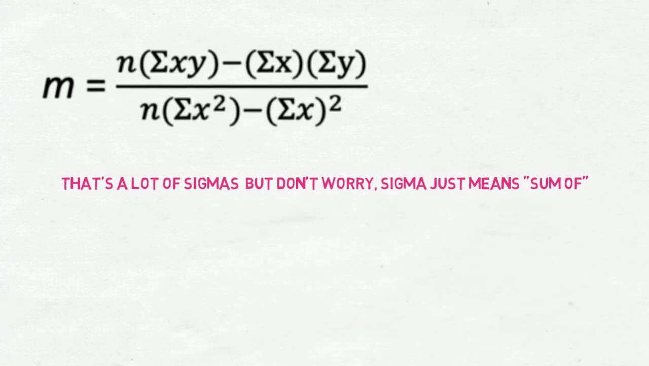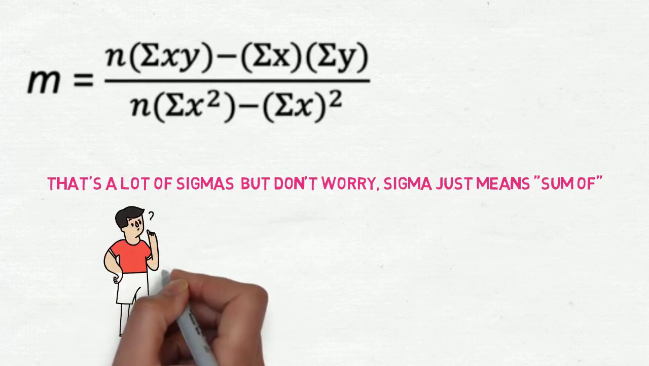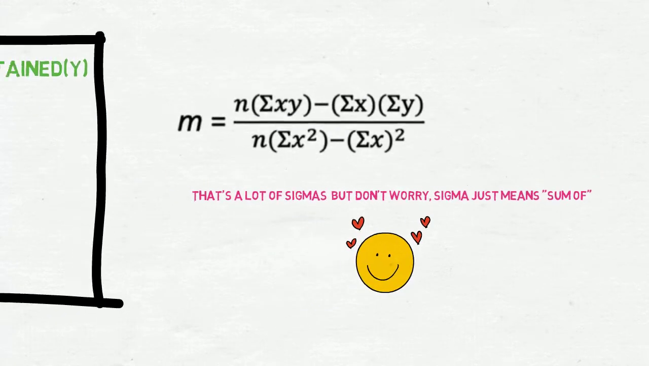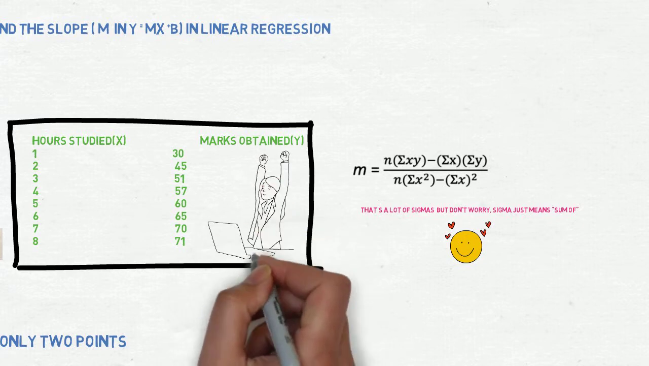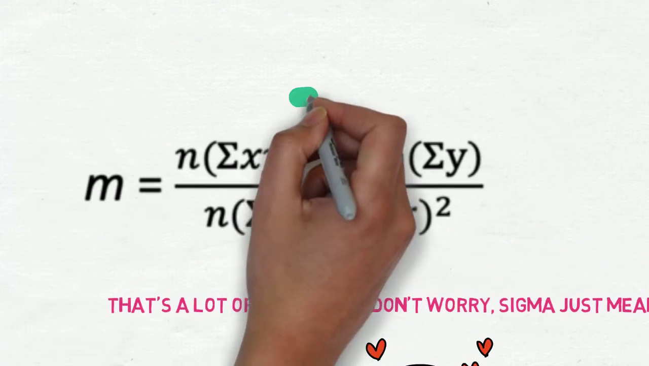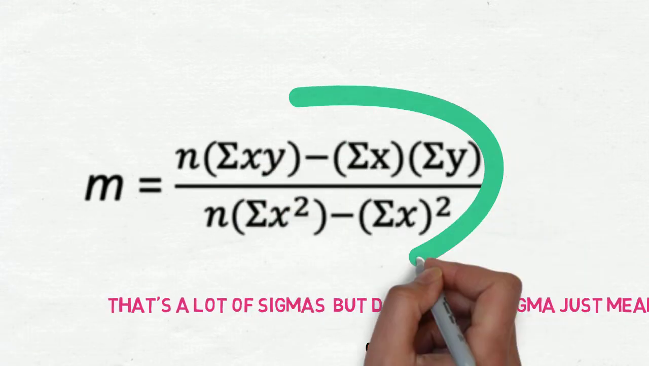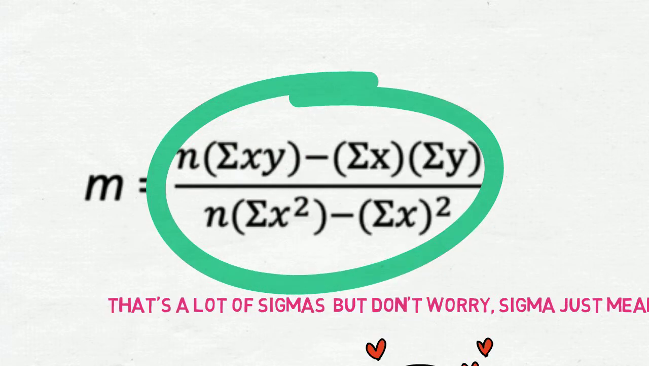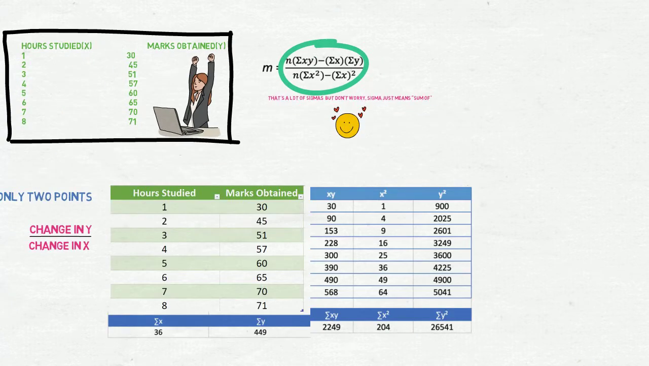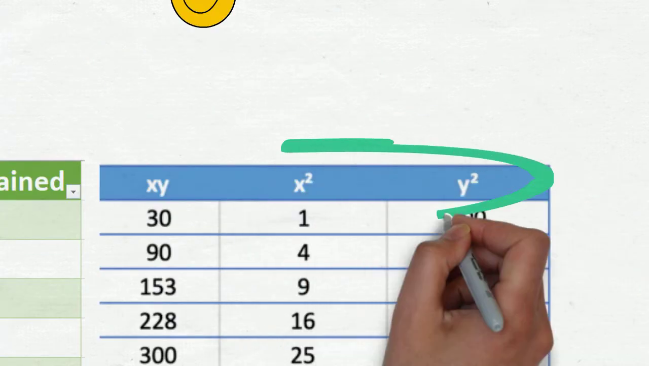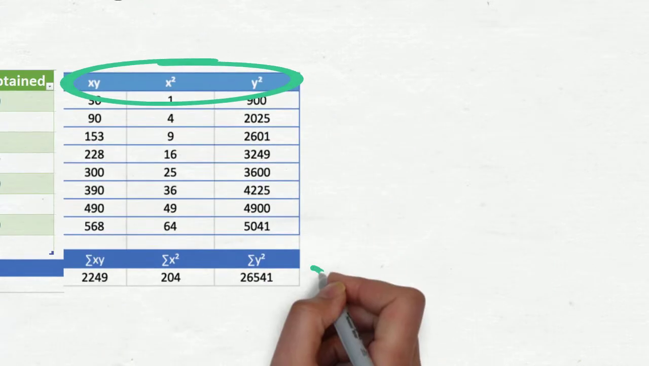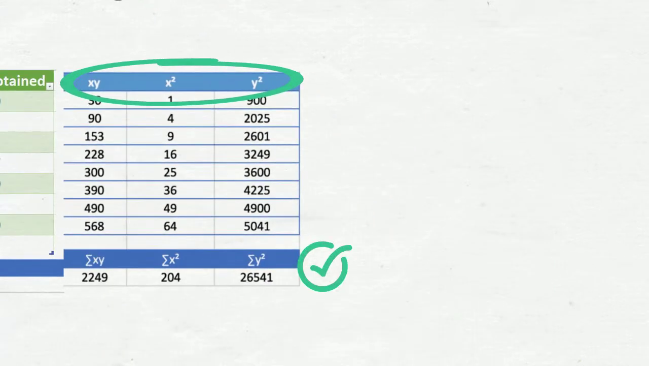There are lots of summations, but don't worry, it just means sum of, such as sum of x symbolized by summation x, which is just the sum of the x column. For hours studied, we need to calculate summation of x, y, xy and x square. In this table, xy is hours into marks, x square, y square is just the square of the hours studied and the marks obtained. The summation x, summation y, those are all the sum of all values obtained, that is the total.